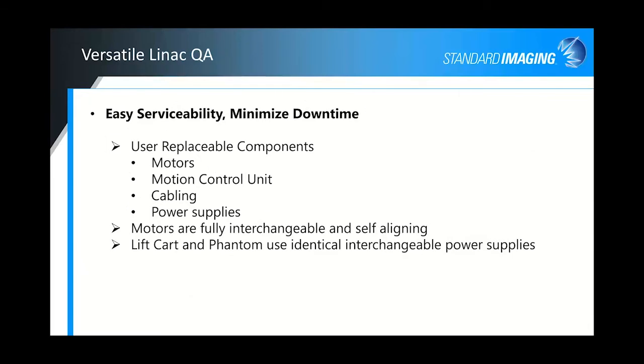Another nice thing about our system is we have user replaceable components: our motors, our motion control units, our cabling, power supplies. Those are all field replaceable by the user itself, or we have support personnel also. The nice thing about being user replaceable is we can get those parts out to you right away should something come up. Typically, we don't have a lot of issues with our components.